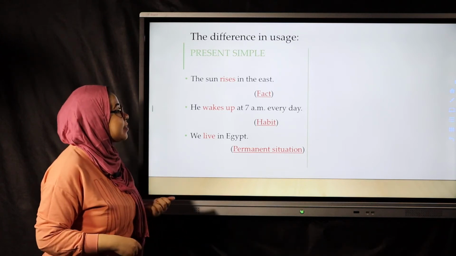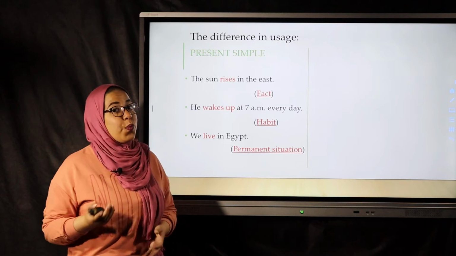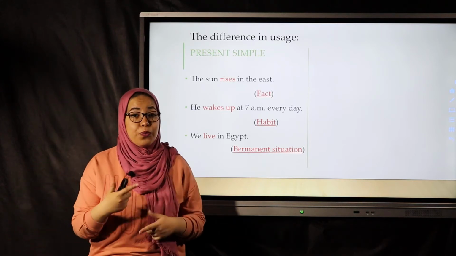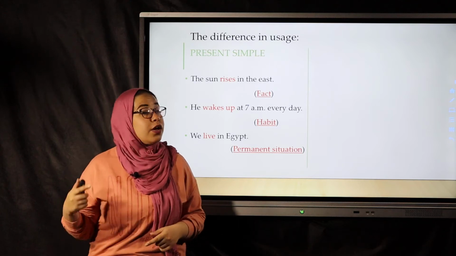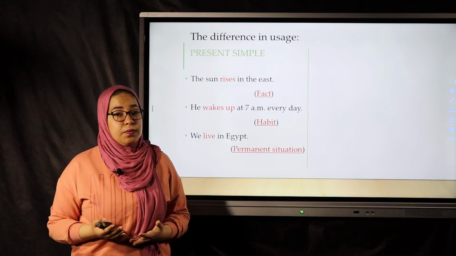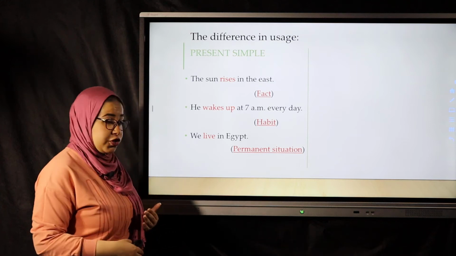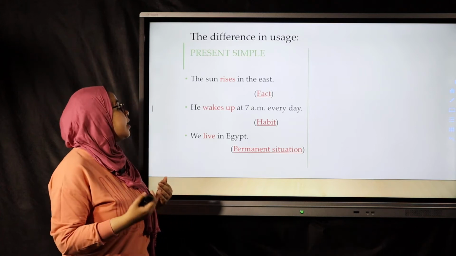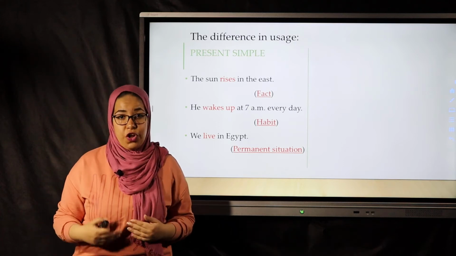He wakes up at 7 a.m. every day. What's that? It's a habit. What's a habit? Something that we do regularly. Okay? We live in Egypt. What's that? It's a permanent situation. What's a permanent situation? Something that hardly changes over time.